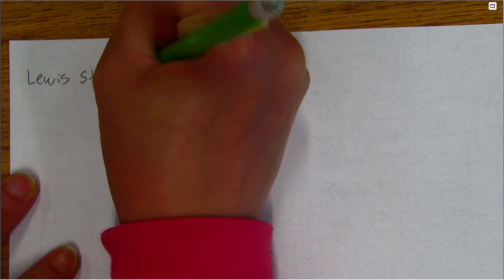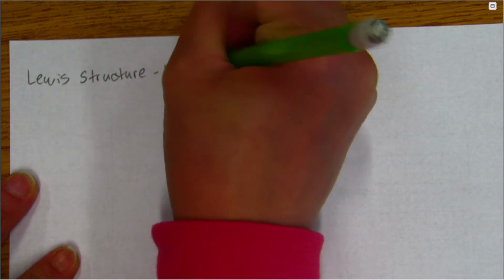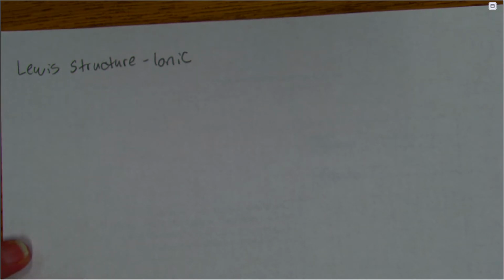So in today's lesson, we are going to draw Lewis structures for ionic compounds. So let's start. We know that ionic compounds are made up of ions, and they are formed by cations and anions, where electrons have either been lost or gained.